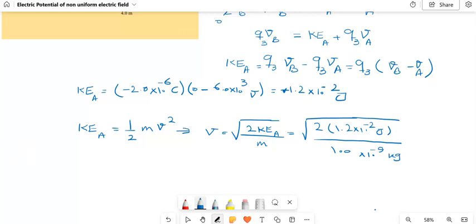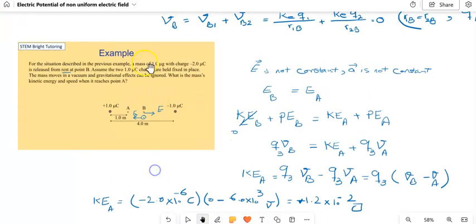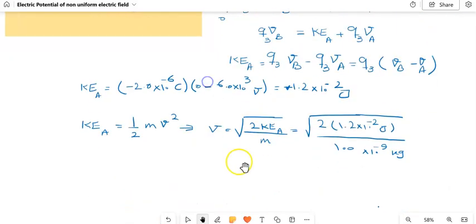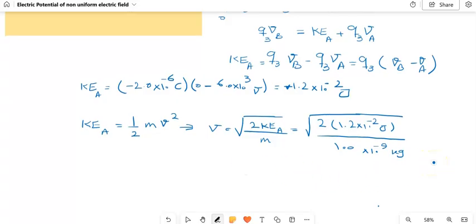If you take a look, the mass of that is 1 microgram. Micro is 10 to the power of minus 6, and gram must be converted to kilogram, which is 10 to the power of minus 3. Minus 3 minus 6, in total 10 to the power of minus 9. So now we can calculate the speed of this charged particle, which is 4.9 times 10 to the power of 3 meters per second.